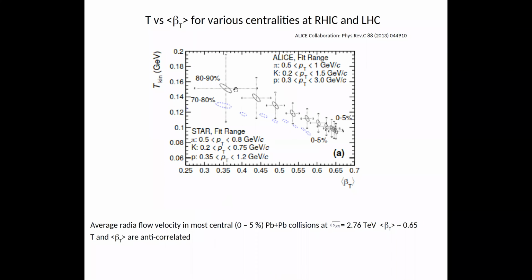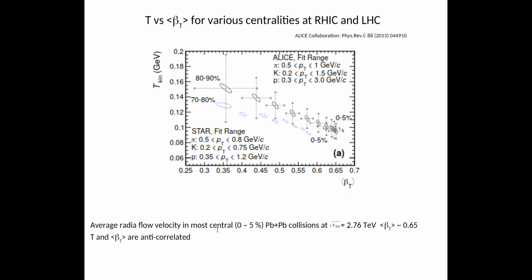That is why they are called anti-correlated, and this is shown by this ellipse, which basically defines the region of uncertainties in both T and beta. Sometimes this is called a correlation matrix, or this anti-correlation ellipse.